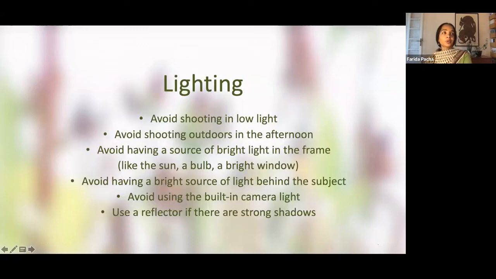Okay, now we come to lighting. And even if you buy the most expensive camera in the market, it can never replicate the human eye.